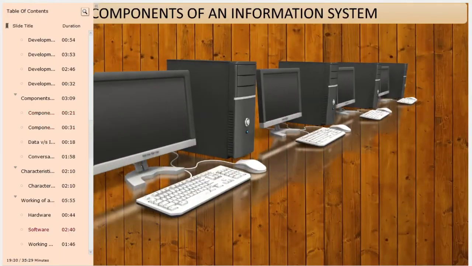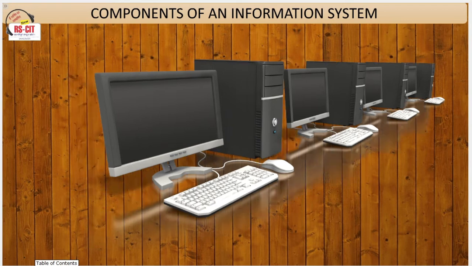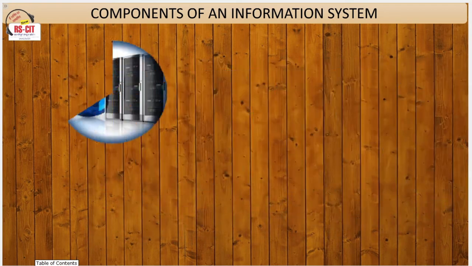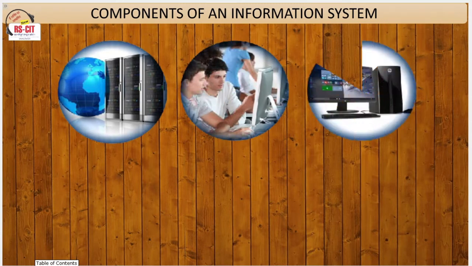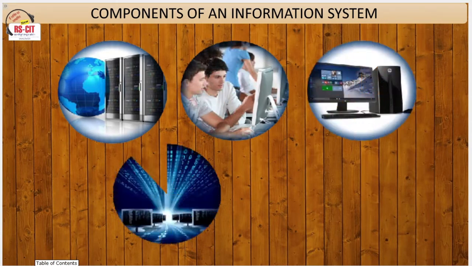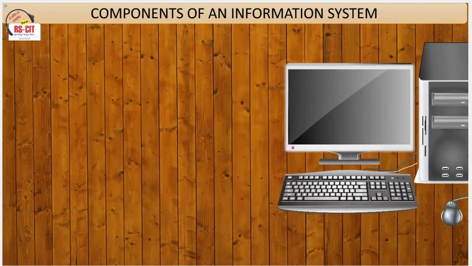Students, while learning computer systems, you will become familiar with some common terms. Now let's have a look at some of these terms and what they mean. Basic components of an information system are data, users, hardware, software, and procedures. A computer is a part of an information system.